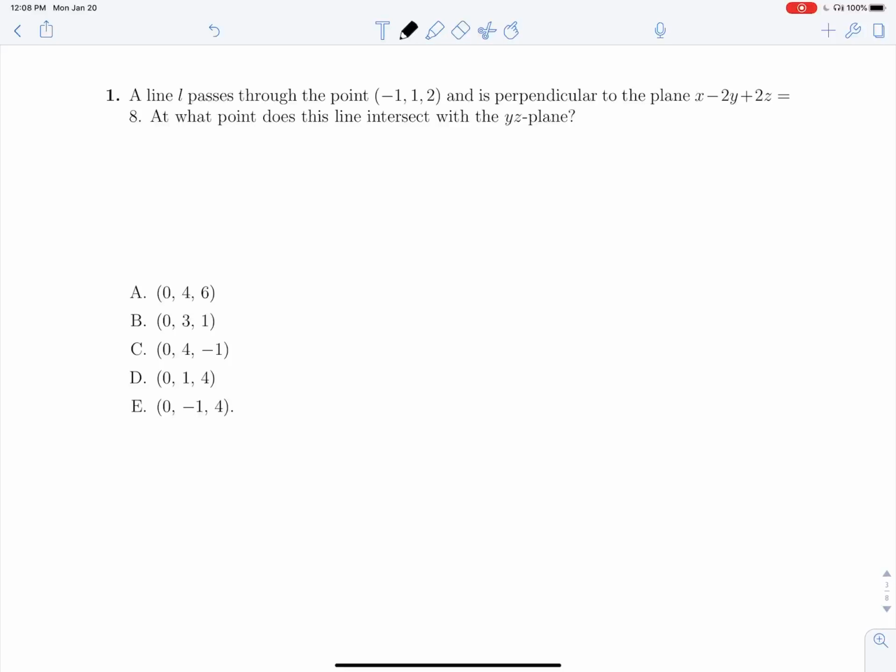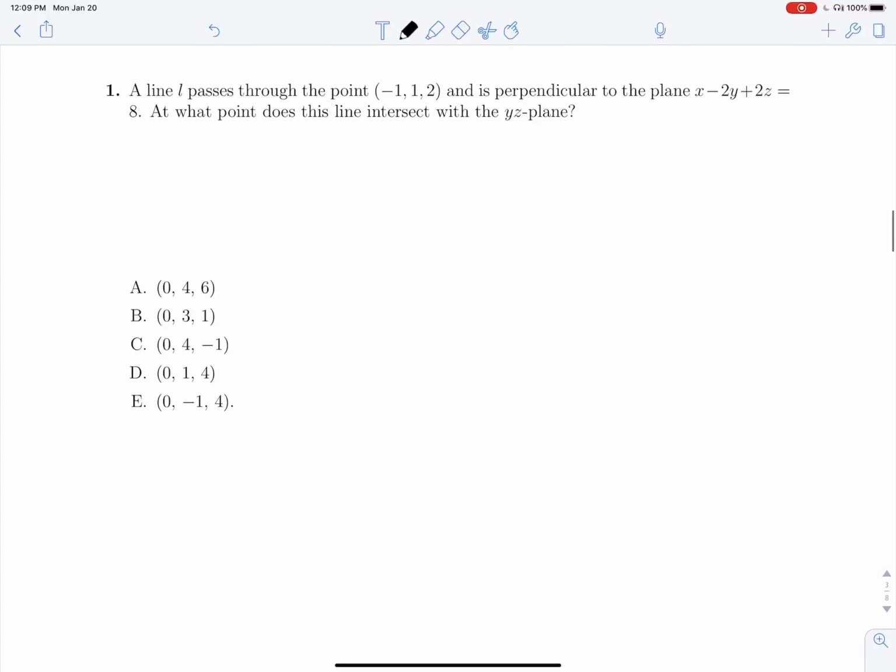Okay, so we're going to parametrize this line, and this is actually much easier than it might look. It's a little confusing here. Perpendicular to the plane, how do we find that? Well, we know that the coefficients of x, y, and z in the plane define that plane's normal vector, and the normal vector is the only vector that is perpendicular to the plane.